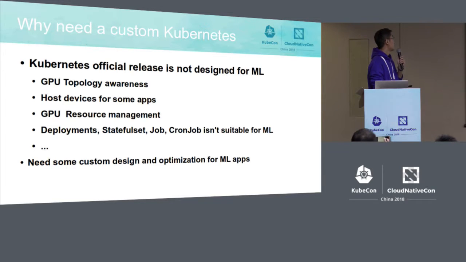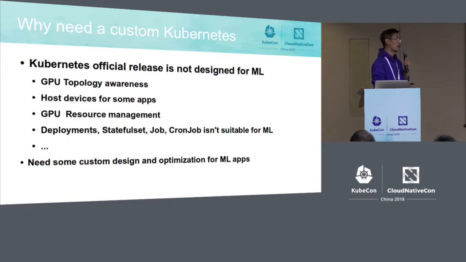Why do we choose a customized Kubernetes? From community version 1.6 to 1.12, which is about to be released, we keep focusing on the support of the GPU. We realize that the community has always been dedicated to the extension of the API, but they didn't really focus on special jobs. Some things are missing, for example GPU topology awareness and host device support for some apps, because some try to use devices on the host but don't have the necessary support, and also resource management.